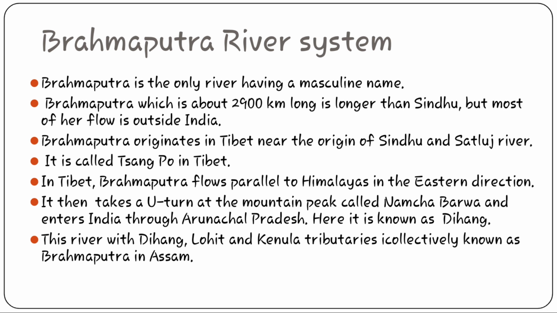This river flows through Arunachal Pradesh and Assam in India, where many small rivers merge with Brahmaputra. Moreover, these rivers flow through areas that experience heavy rainfall. So, the volume of water in Brahmaputra rises greatly, and so it gets flooded heavily during the monsoon.